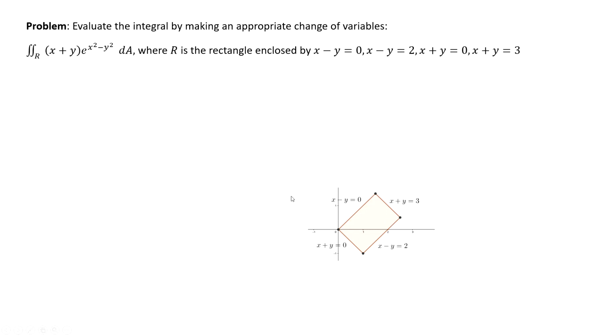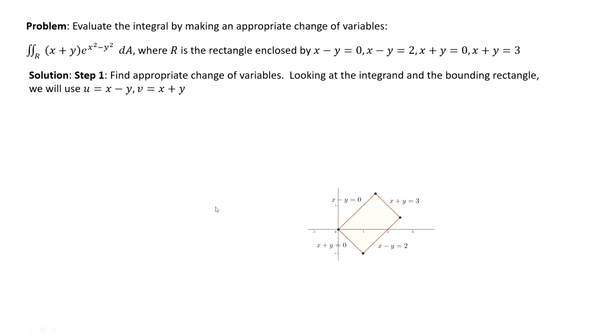So you have an option of splitting this into 3 separate regions and evaluating the integral, or you can apply some good transformation. So step 1, find appropriate change of variables. Looking at the integrand, x plus y times e to the x squared minus y squared.